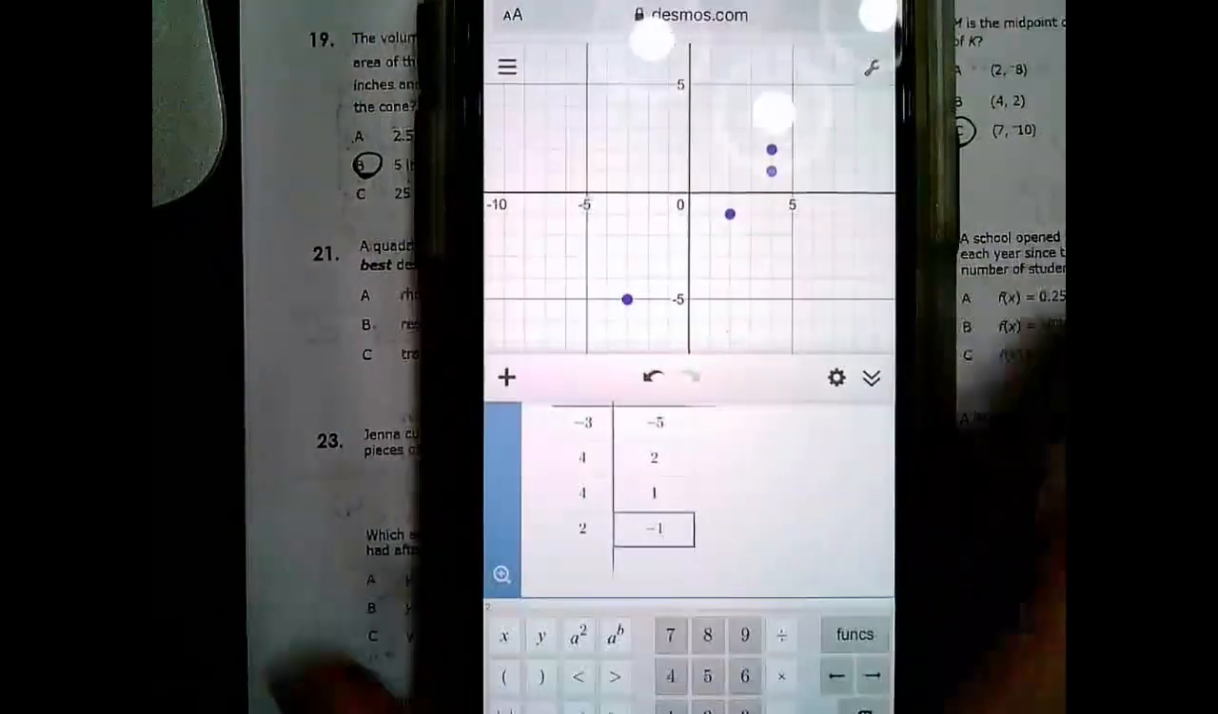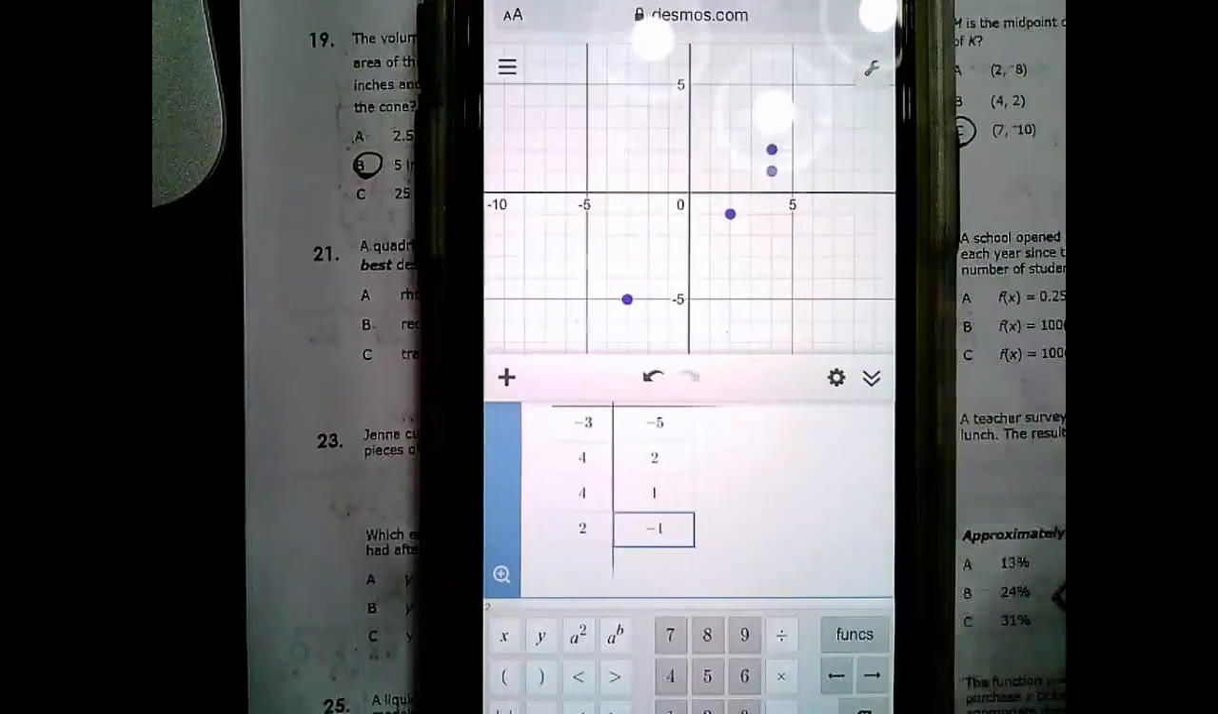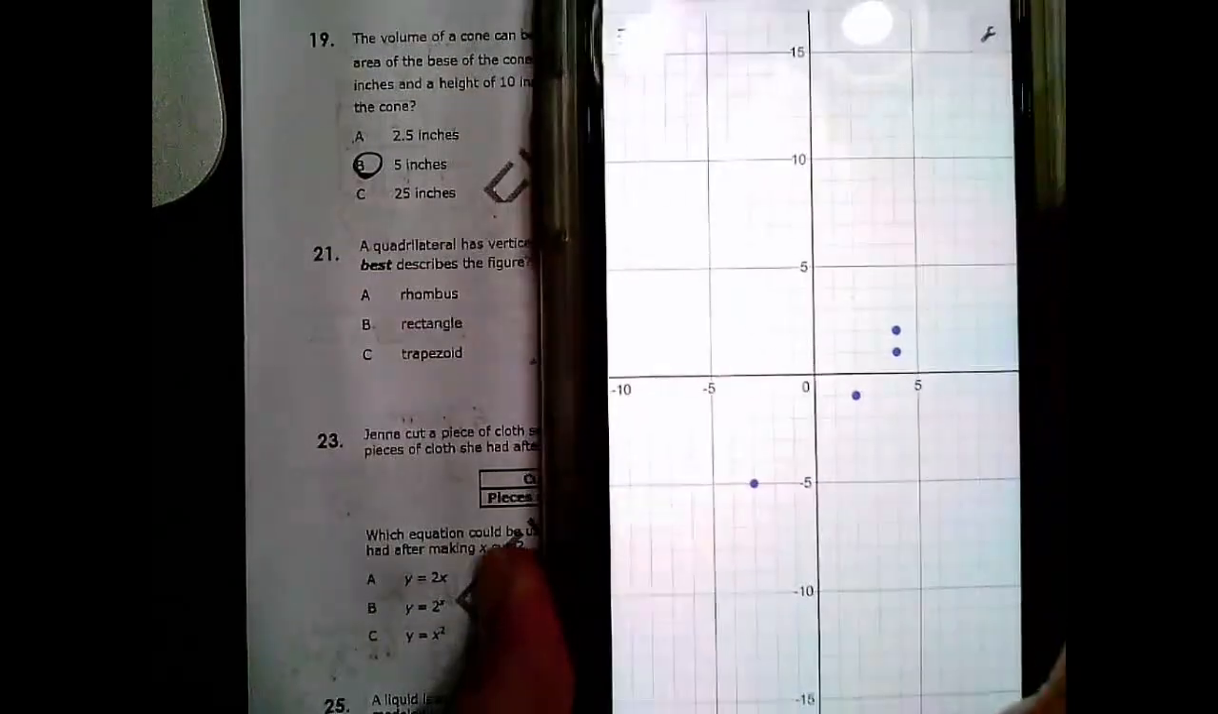I feel like I did something wrong. (-3, -5), (4, 2), (4, 1), (2, -1). Okay, now I guess I didn't do something wrong. So my shape looks like this. It looks weird to me, so I know it would probably look weird to you guys. So you're like, what the heck shape is that? Well, let's look at the options they gave us.